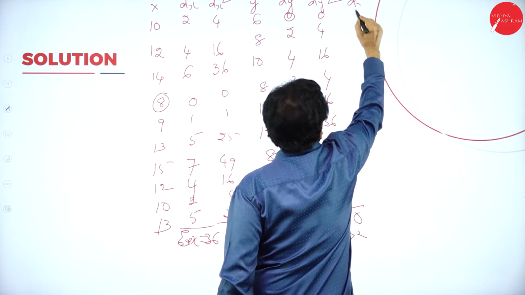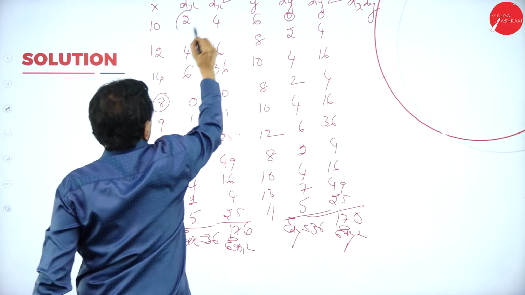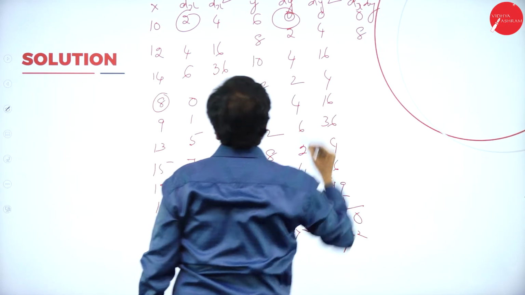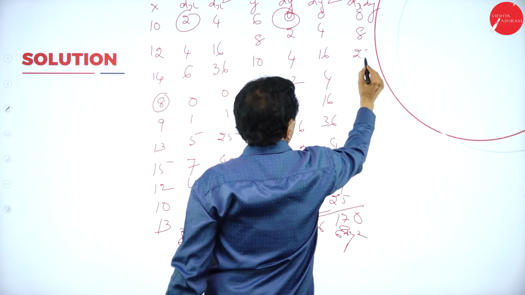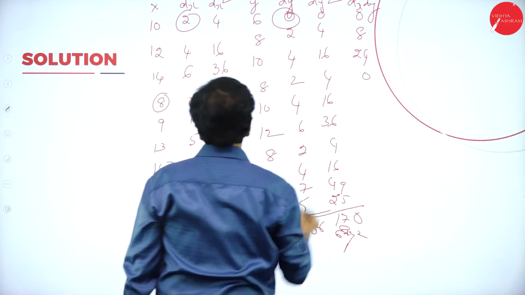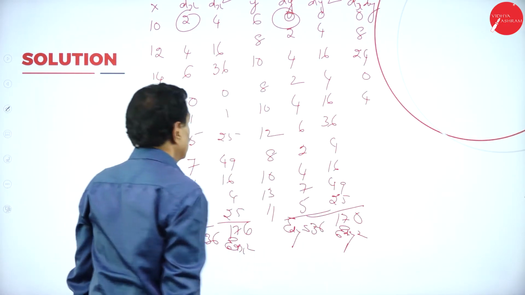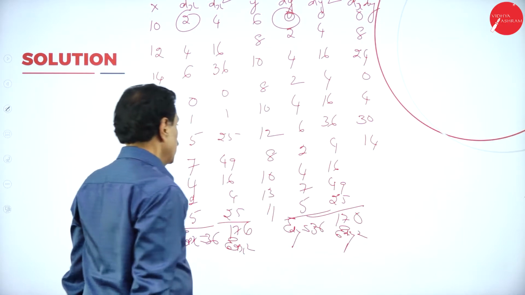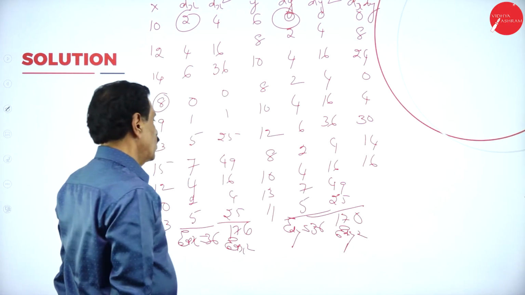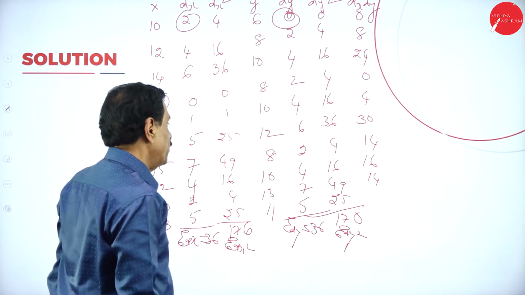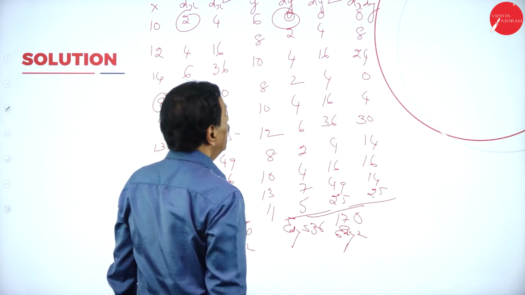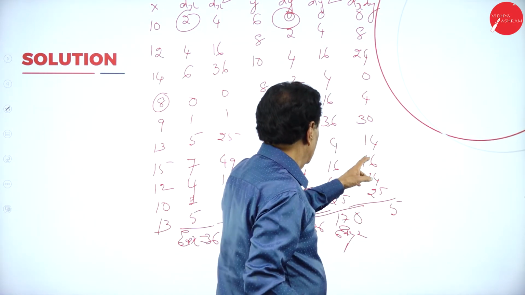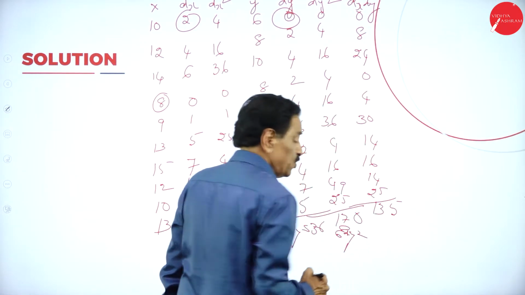Last one, dx dy: deviation of x, deviation of y. 2 into 0 is 0. 4 into 2 is 8. 6 into 4 is 24. 0 into 2 is 0. 1 4s are 4. 5 6s are 30. 7 2s are 14. 4 4s are 16. 2 7s are 14. 5 5s are 25. Add: 135. Check in the calculator.